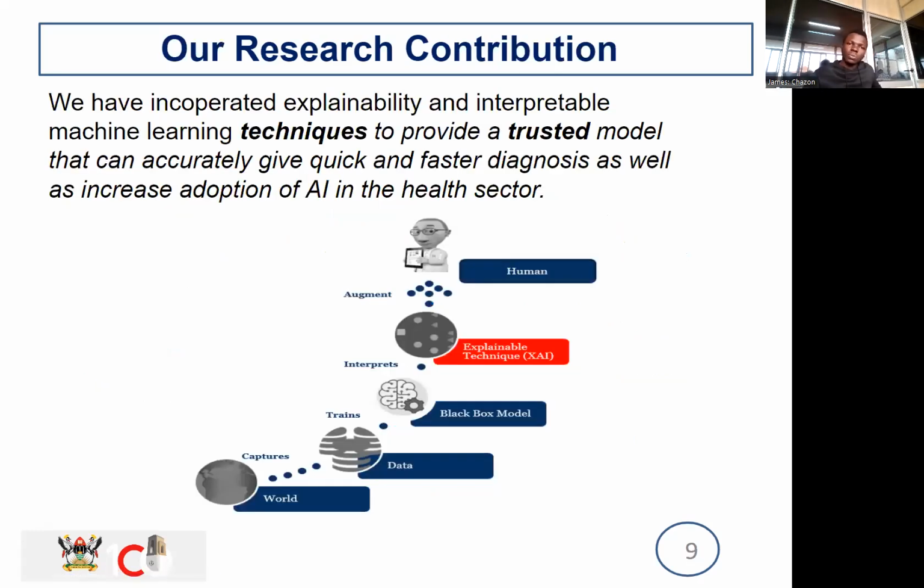For our research contribution, we incorporated explainability and interpretable machine learning techniques to provide a trusted model. Like you're seeing in the chart over there, before this, models were abstract and there was sort of a black box experience. But now with explainable techniques, humans can interpret the results and know the reasons why models have made particular predictions. Thank you.